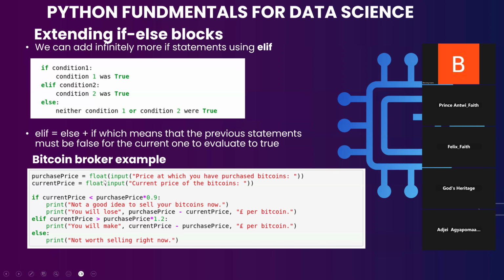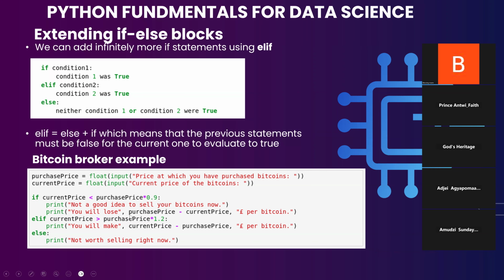So we want to purchase something. Hello, can you hear me? I want to use this to explain it. So you input your price. Now, if the purchasing price multiplied by 0.9 is less than the current price, then you say that it's not good to sell your Bitcoins now. That is the first condition.